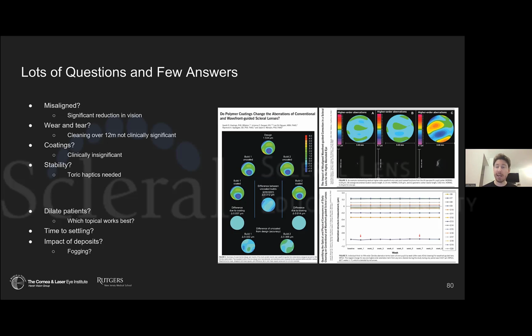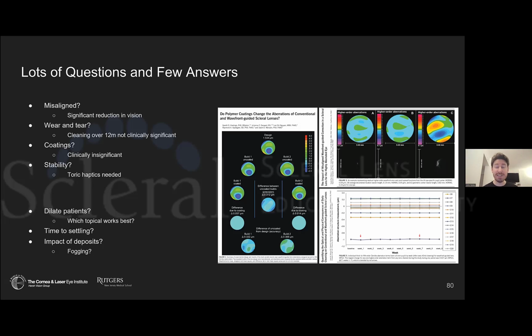Do coatings matter, adding like HydroPeg or other sorts of things like that? No, those were clinically insignificant. Does stability matter? Yes, absolutely. Toric haptics were needed for the stability of these lenses. And as we start moving into more freeform designs, those may give us an even higher level. Now, some outstanding questions are, where do we stand on dilating patients? What topical agent works the best?